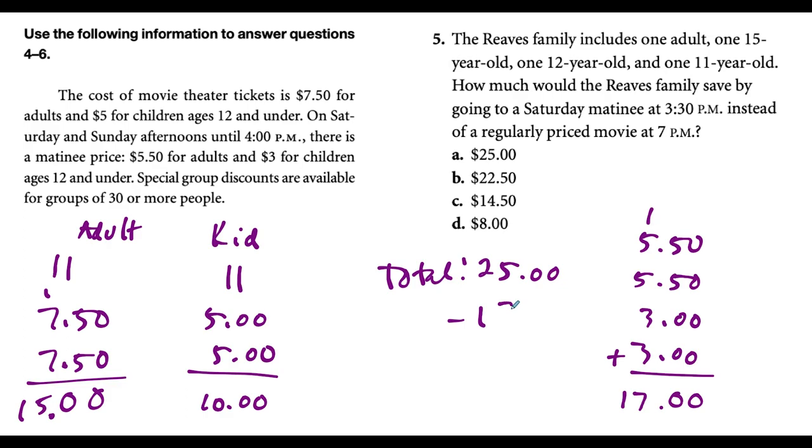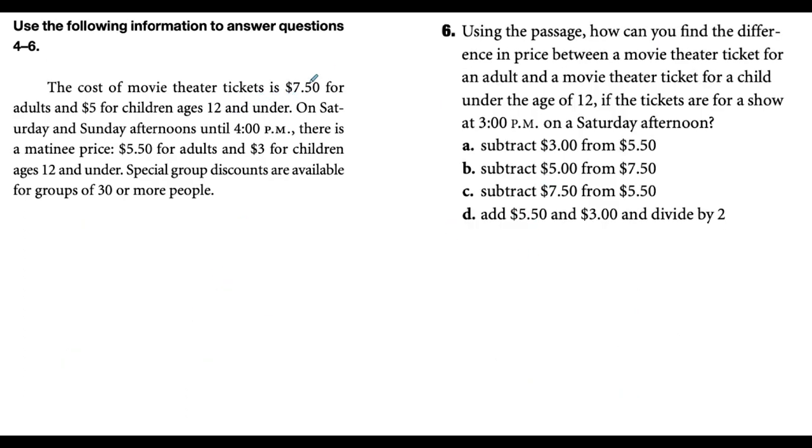So if we subtract 17 here, we want to know how much would the Reeves family save. That's how much we want to know. How much would they save? So when we subtract this here, this is going to give us a difference of $8. So they're going to save $8. So let's take a look at this next question.